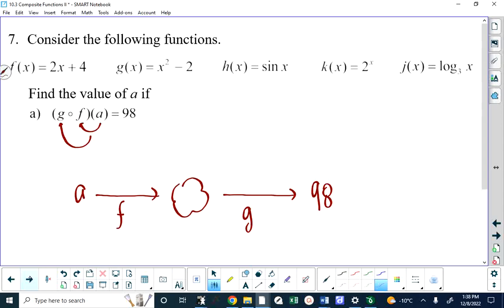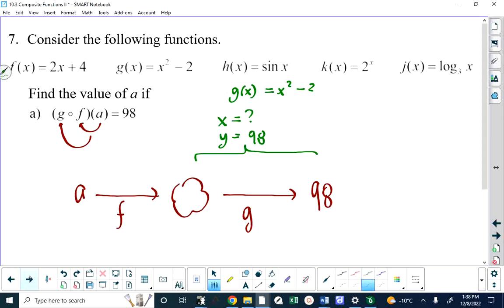Well, this statement right here, everybody, is basically saying that on g of x, which is x squared minus 2, x is unknown, but y is 98. That's meant to be a question mark, right? Normally, you know what number goes in for x, and you put it in and you calculate y. Here, we know what number comes out. We have to work backwards and calculate x.